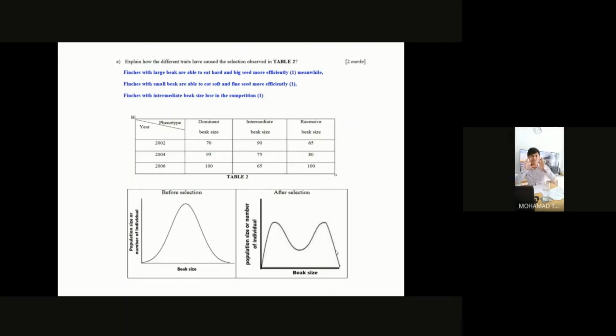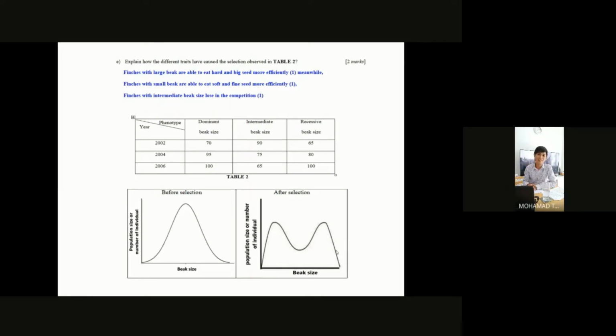But for the finches with intermediate size beaks, they want to eat big and hard seeds, but they lose in competition with the finches with large beaks. Why? Because the finches with large beaks are more adapted, more specialized, and can eat the big seeds efficiently. So that's why the intermediate size beak finches lose in competition with the large beak finches if they want to eat the large seeds. Now if they want to eat the small and soft seeds, they will also lose in competition with finches with small beaks, because those are more specialized and better adapted at eating soft and small seeds.